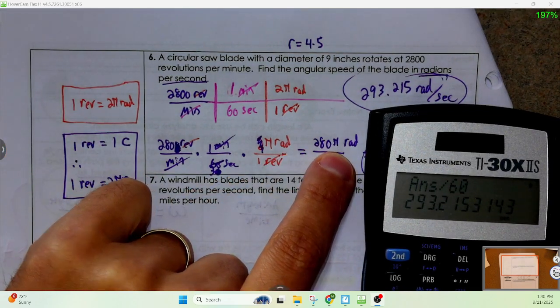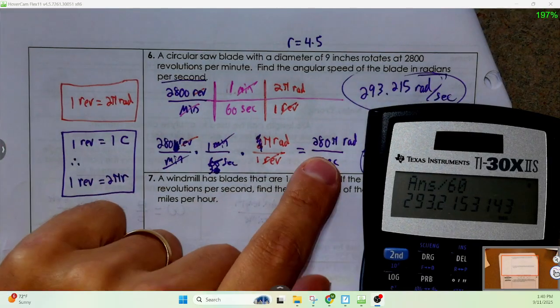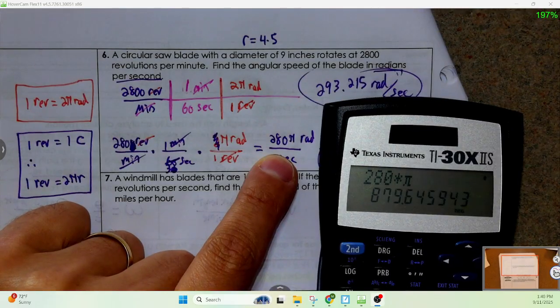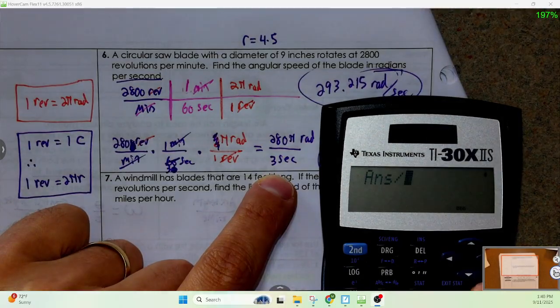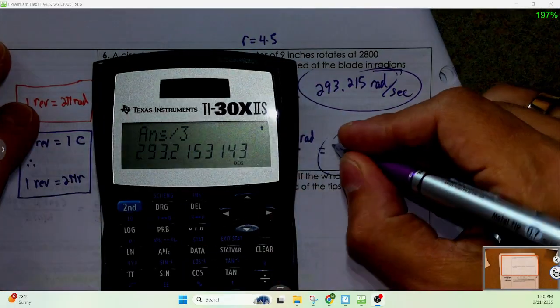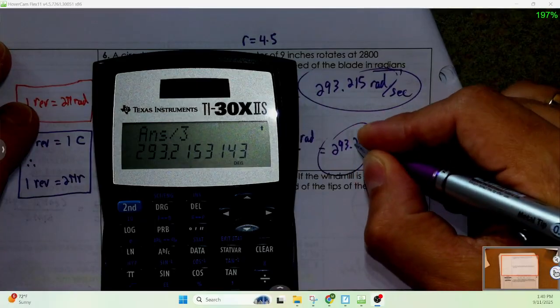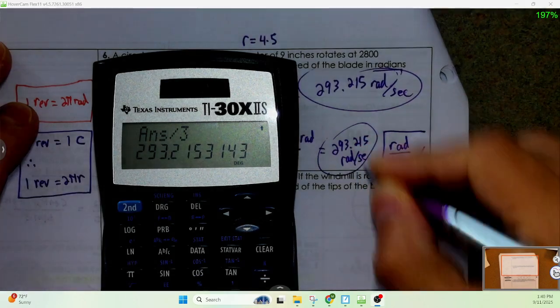When you leave a pi in your answer, like the answer is 8 pi, that's in terms of pi. And sometimes it's a lot cleaner, right? Because pi is a really weird number. So 280 times pi, divide that answer by 3. Whoops, syntax error. What's up with that? There we go. 293.215 radians per second. That's it.